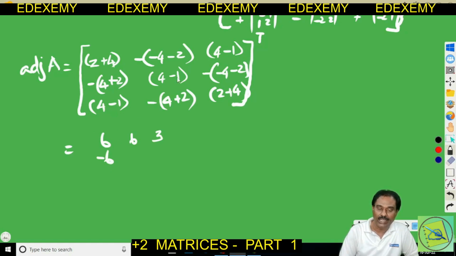Minus 4 minus 2 is minus 6. Minus of minus is plus, therefore plus 6. 4 minus 1 is 3. 4 plus 2 is 6. Minus 6. 4 plus 2 is 6. Therefore we have to find the transpose of this cofactor matrix. Now we have to write the columns into rows.